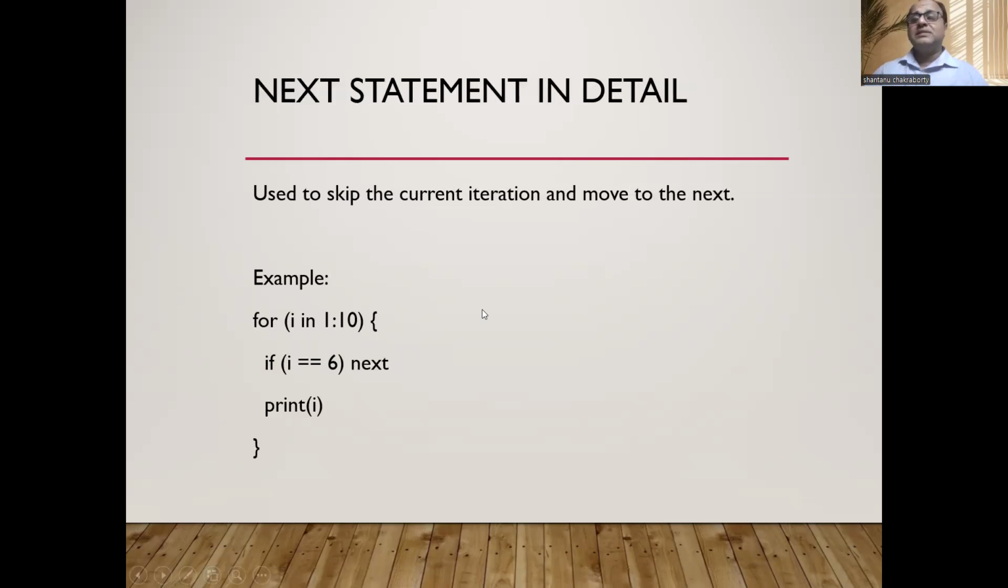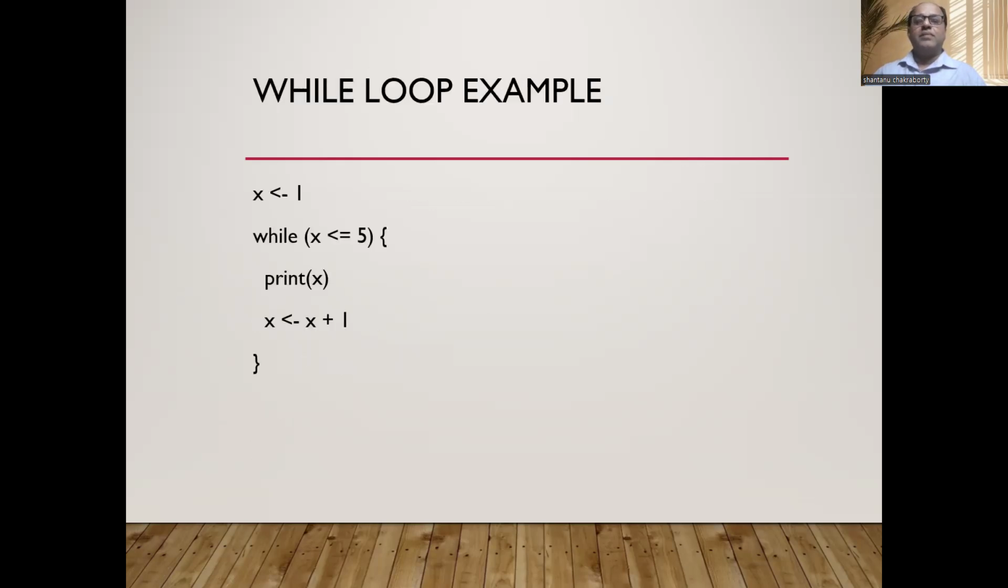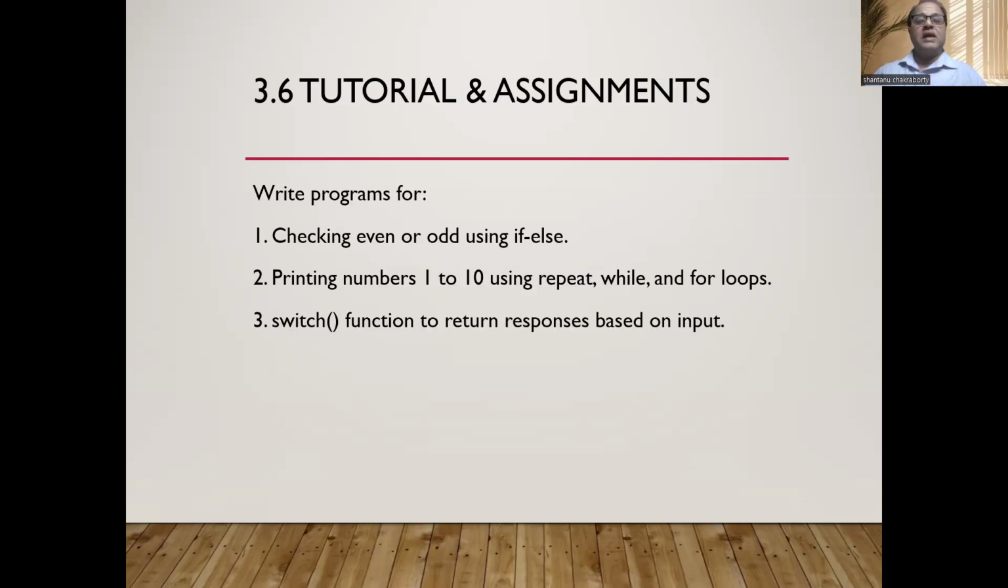Then we have the next statement, which is used to skip the current iteration and move to the next statement in sequence. So whenever it encounters the next statement, it will skip that iteration and move to the next iteration. That is what the next statement does in R programming. Then we have a while loop. The while loop will iterate and display the numbers from 1 to 5. So that is what a while loop does within the R programming language.